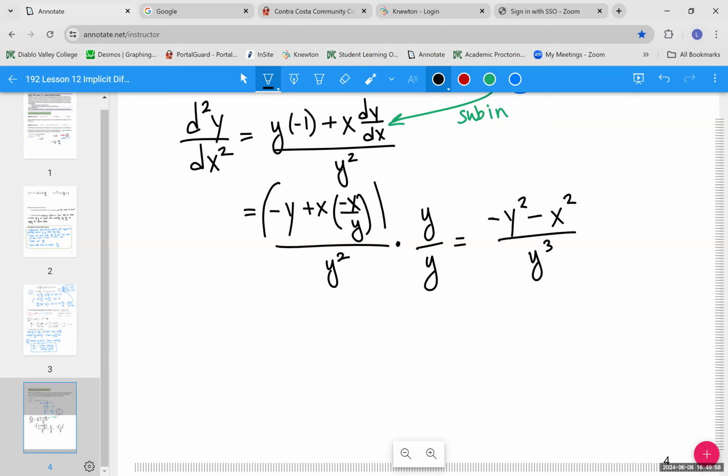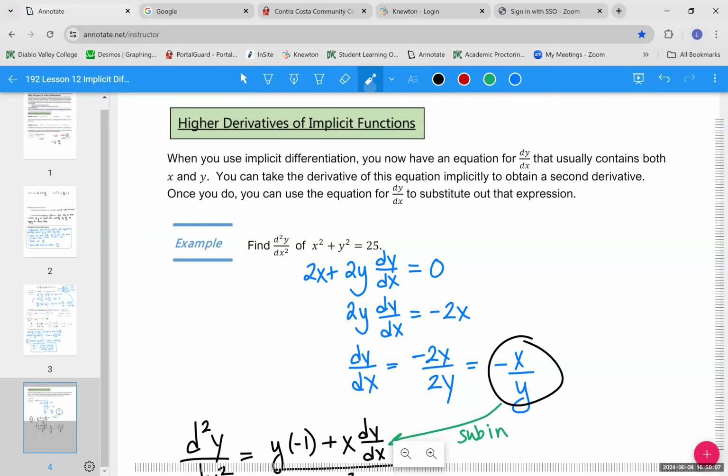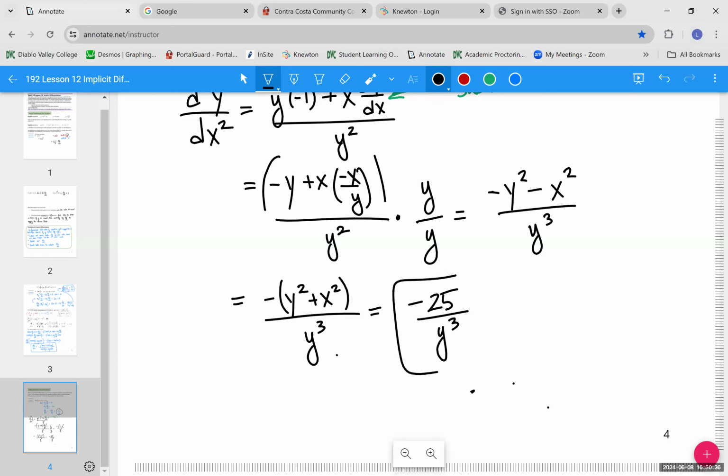Now, a lot of times there's a trick to these where you look at what our original equation was. It was x squared plus y squared. X squared plus y squared is 25 in this problem because that's the equation we're working with. You'll notice if you factor a negative out of the top, what does the numerator become? Negative, but then y squared plus x squared. So we're going to make one last substitution to simplify that expression further.